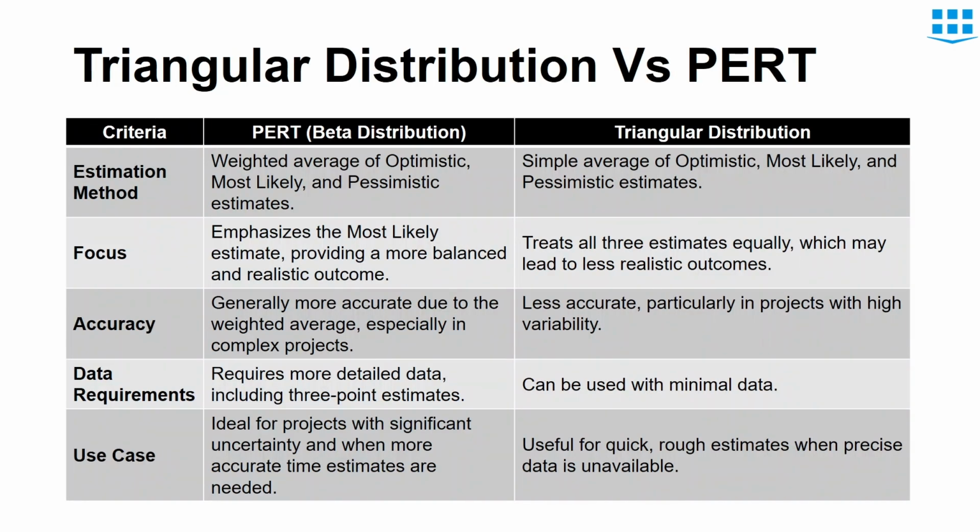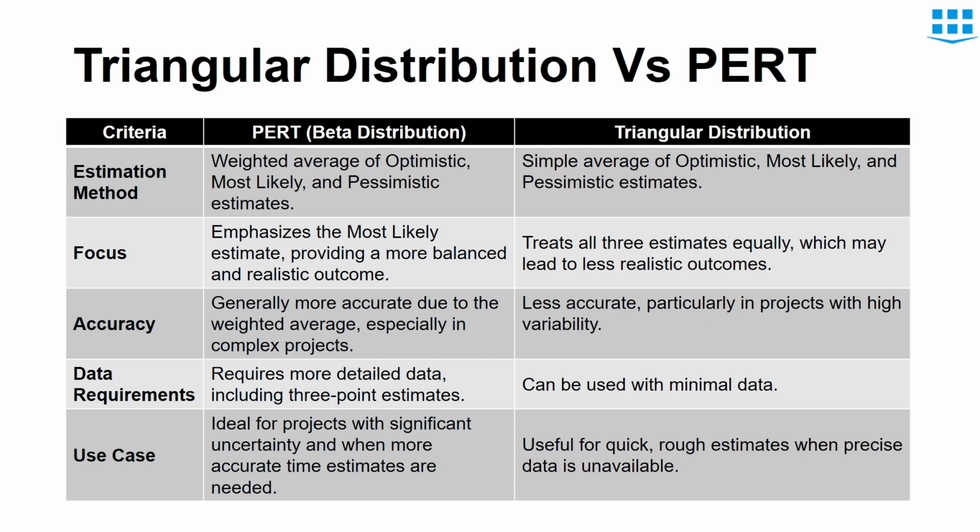Now let's compare triangular distribution and PERT. The first one is estimation method. PERT formula uses weighted average while triangular distribution uses simple average. The second thing is the focus. PERT is focused around the most likely term. It gives a more balanced and realistic outcome. But triangular distribution treats all the estimates equally. So it is less realistic, but it is easier.